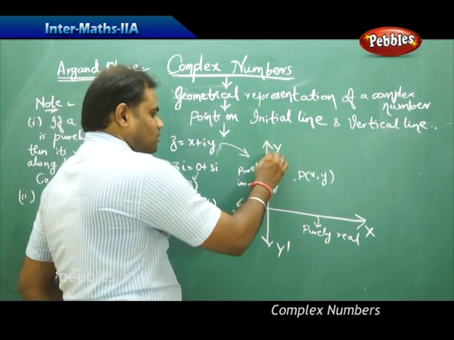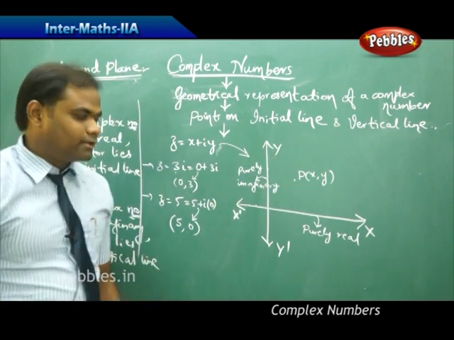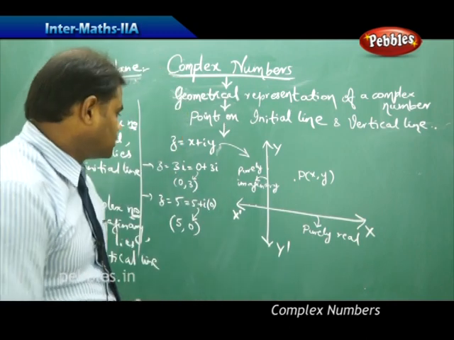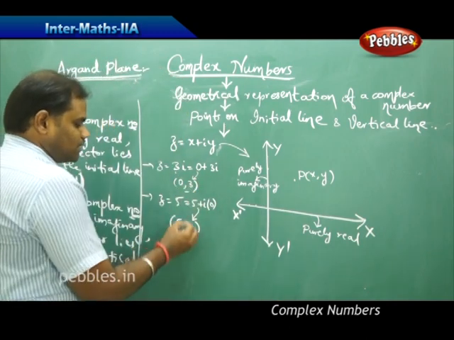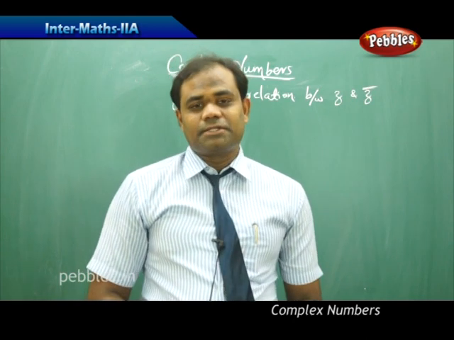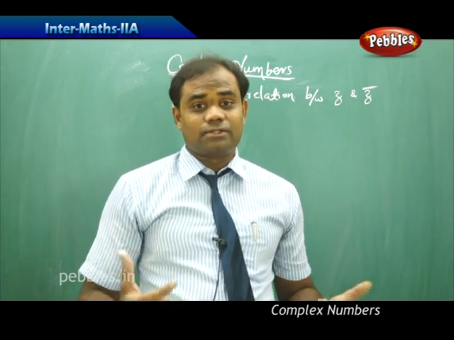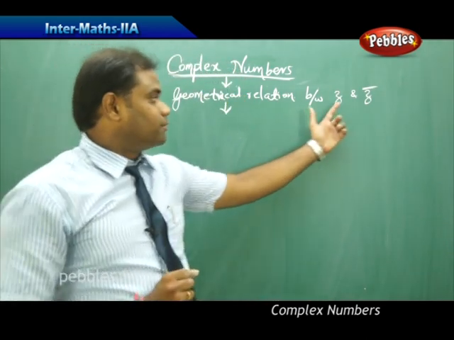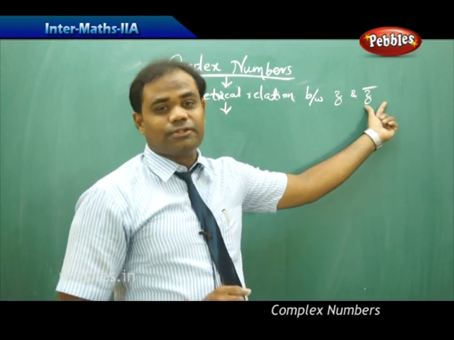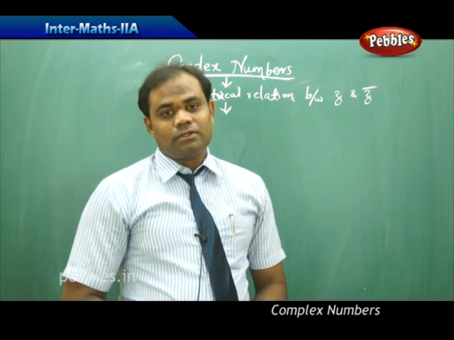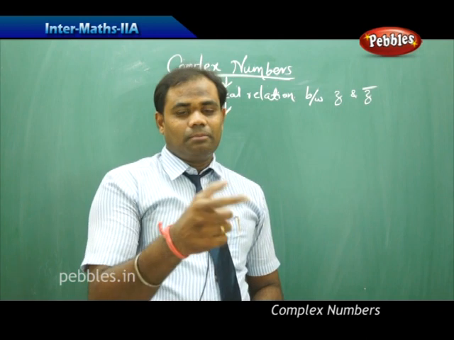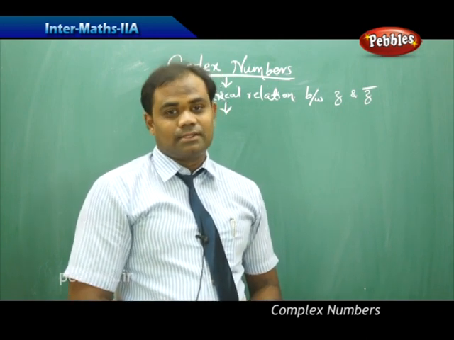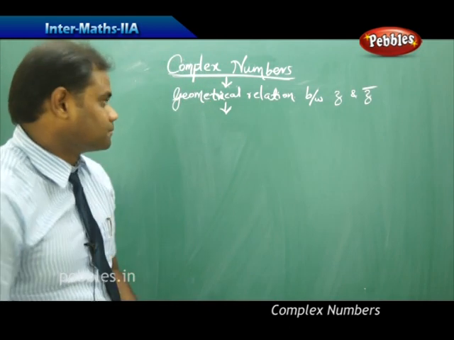Therefore, every point on this will be purely imaginary and every point on this will be purely real, are the two special cases which need to be identified through these examples. Now that we have represented the complex numbers as vectors on the Argand plane, we will try to understand the geometrical relation between a complex number and its conjugate, that is z bar. So how is the relation between a complex number and its conjugate understood in the geometrical sense, is what we are going to discuss in this session.